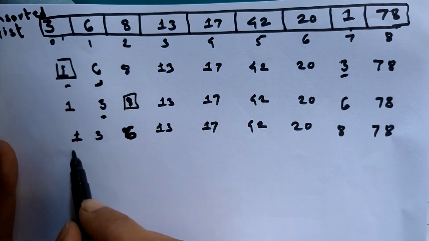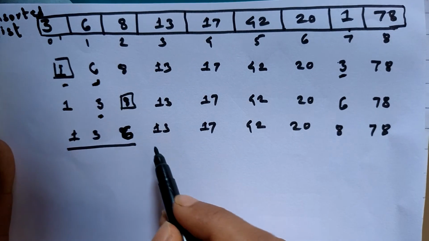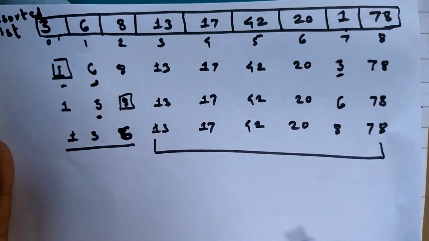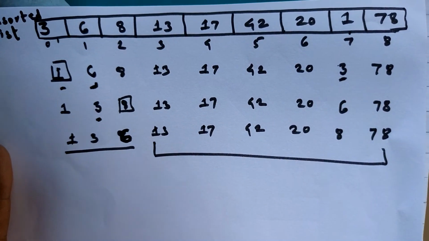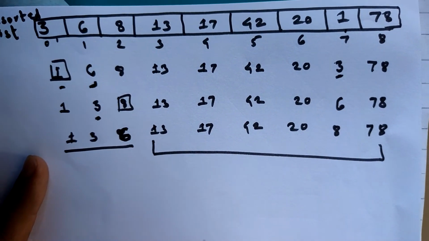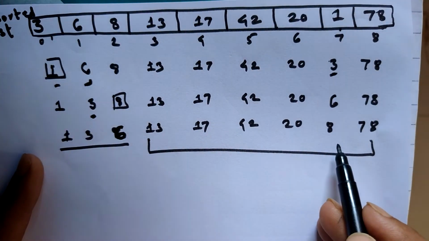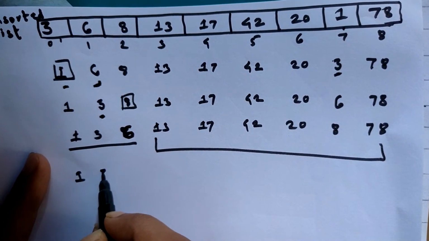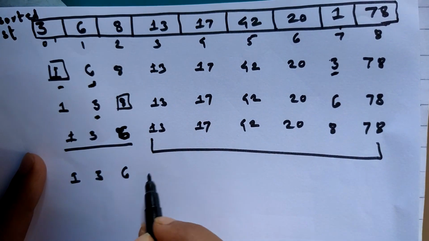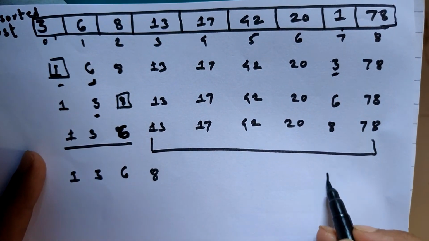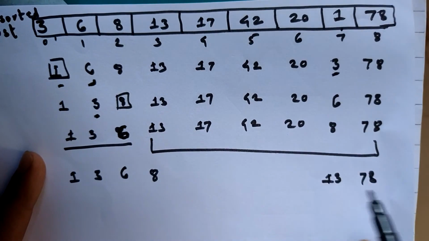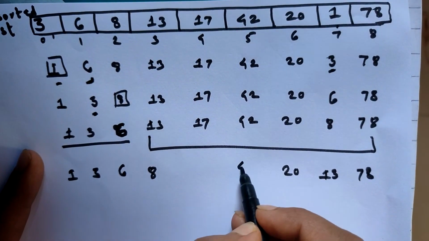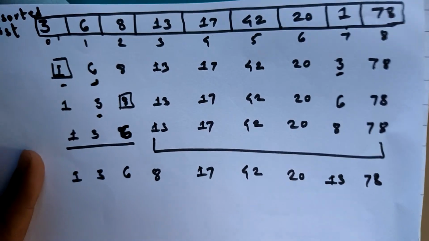Okay, now 3 elements are already processed. This list is pending. What is the first element then? 13. Okay, what is the minimum element? 8. Replace it with 13. 1, 3, 6, 8, 13 will go here, 78, 20, 42 and 17 remain as they are.